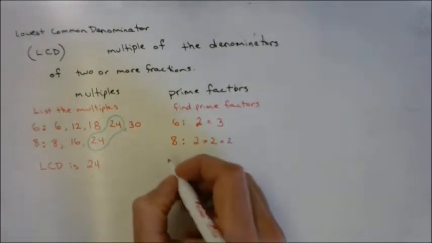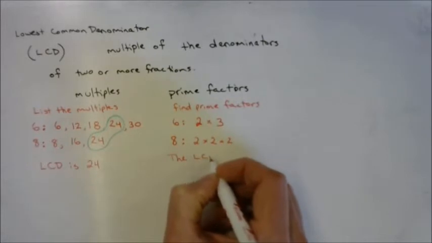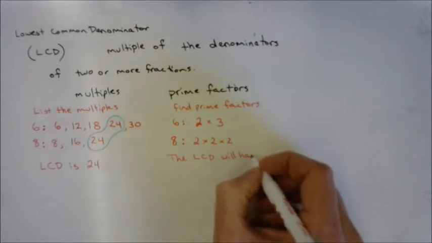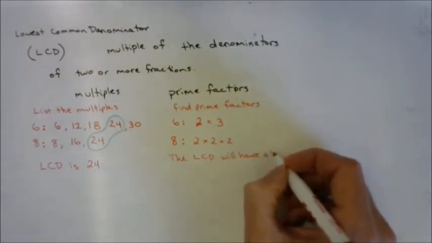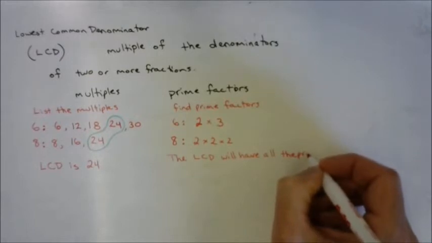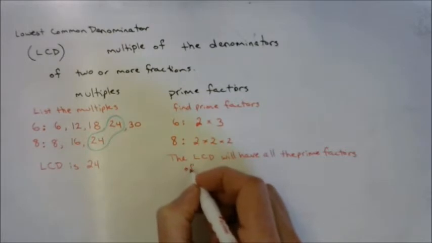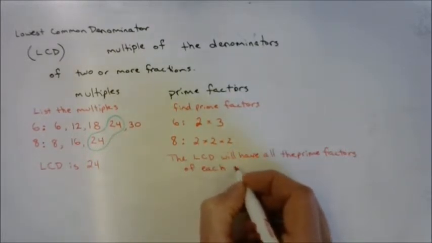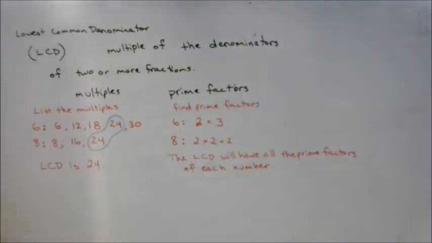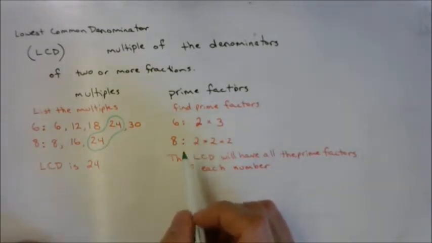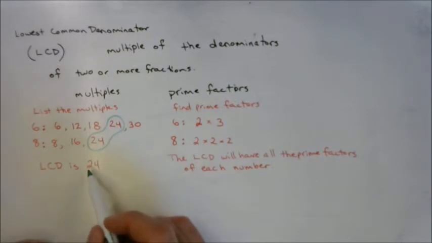So this is a little note for you. The LCD, the lowest common denominator, will have all the prime factors of each number. Okay, this is going to seem a little bit tricky at first. So we're going to start with the factors of our first number. By the way, we're still finding the lowest common denominator of these two numbers. We already know the answer is going to be 24. I'm just showing you how to get there a different way.